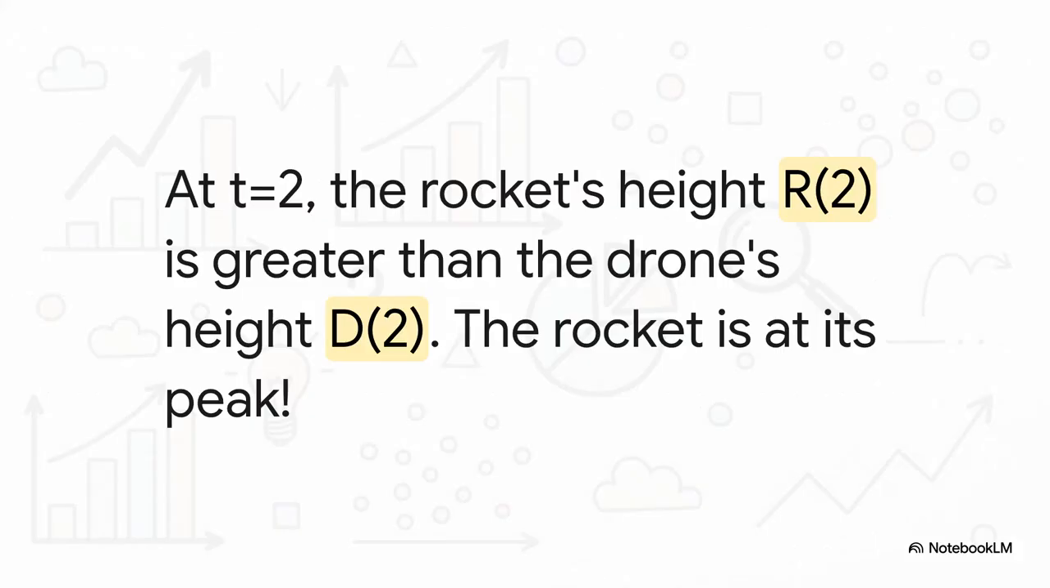Let's take a look. We find 2 seconds on the bottom, we trace up, and what do we see? The drone D is just kind of hovering there at a steady 20 feet. But the rocket? Whoosh! It's all the way up at its peak, about 45 feet high. So at that moment, R of 2 is way, way bigger than D of 2. The rocket is definitely higher.